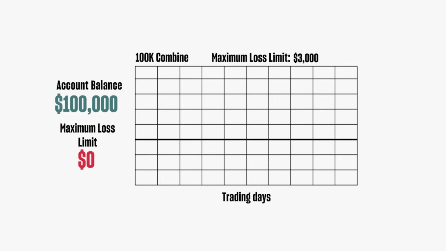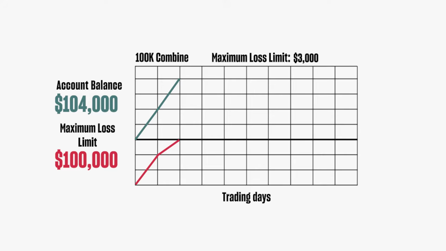Say you are starting a 100K trading combine and the max loss limit is $3,000. This means that on your first trading day, your account balance may not go below $97,000. If you close the day up $2,000, bringing your account balance to $102,000, your max loss account balance for the next session will increase to $99,000.